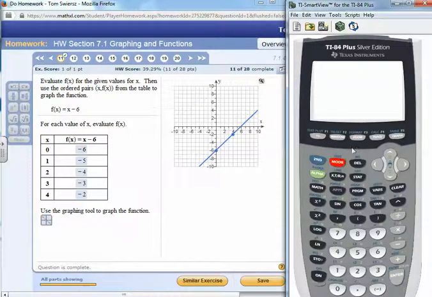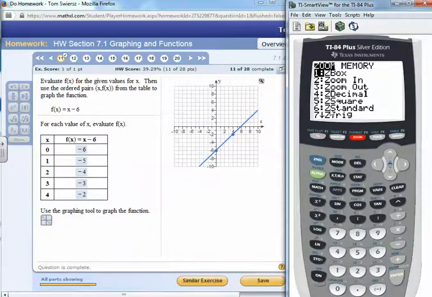And also, just to make sure you're in the right viewing window, hit the button zoom, and then zoom standard will go from what we have here, from 10 down to negative 10, and from negative 10 to 10, both on the X and Y.